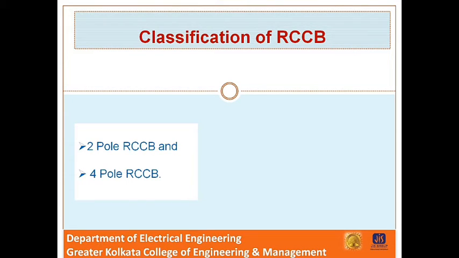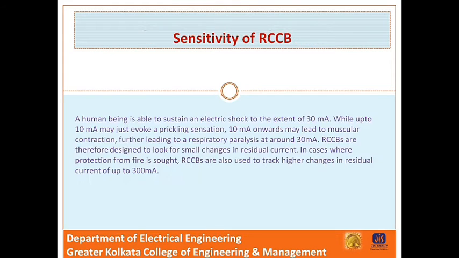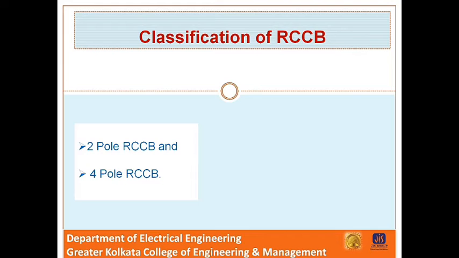Classification of RCCB. There are two types of RCCB: two-pole RCCB and four-pole RCCB. Two-pole RCCB is used in case of a single-phase supply connection that has only a live and a neutral wire. Four-pole RCCB is used in case of three-phase supply connections.